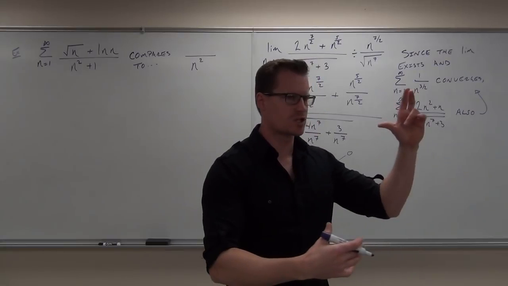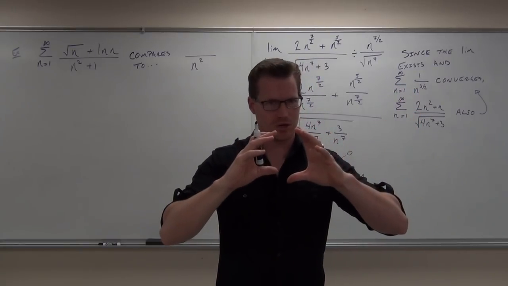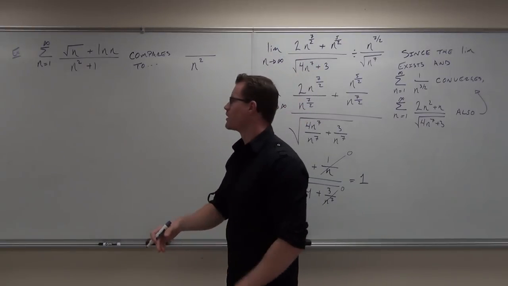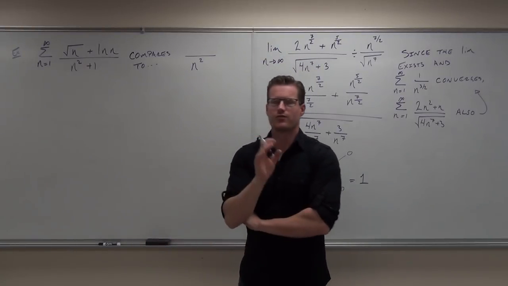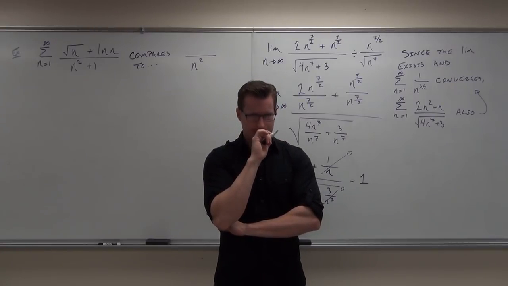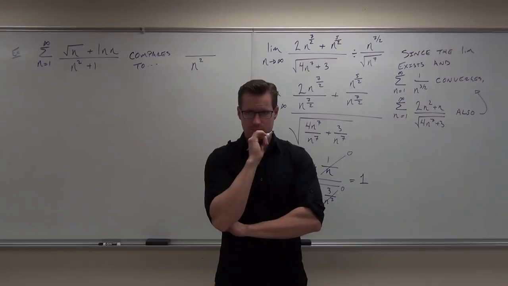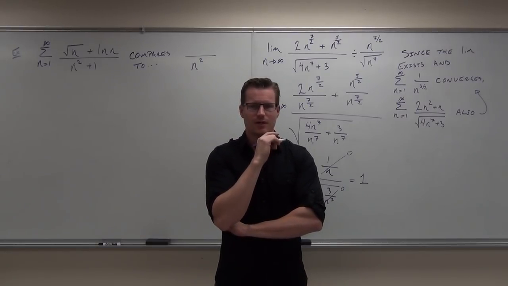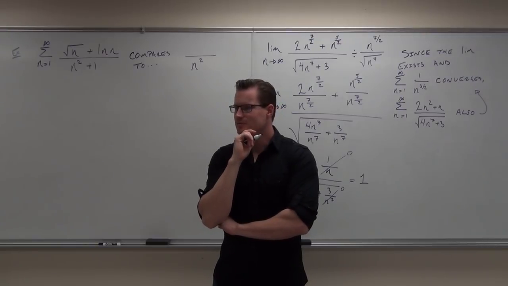That's why we keep the largest power, that leading term, because that gives us our end behaviors, the fastest growing or fastest falling part. Well, in our case, what grows faster? Square root of n or ln? Many of you are guessing right now.